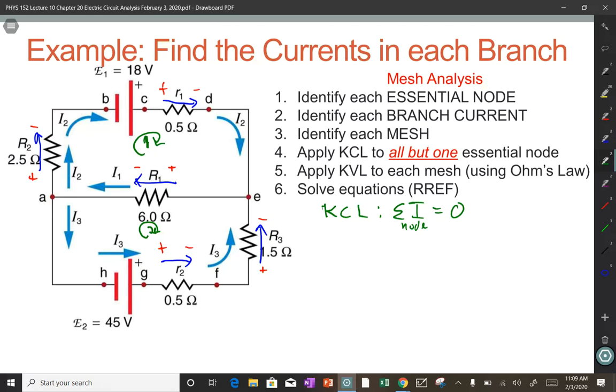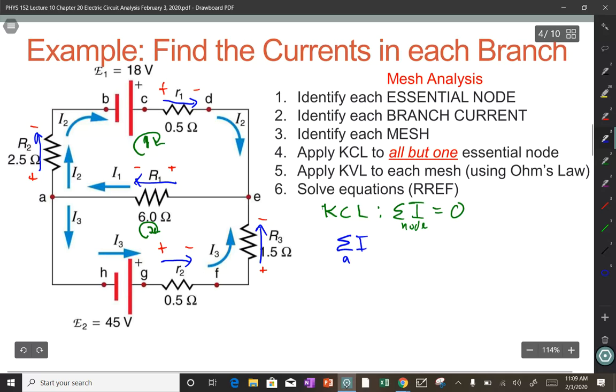But here's a new thing: at all but one of the essential nodes. Once again, you can't use Kirchhoff's current law on every node. You can only use it on all but one of the essential nodes. So in this case, you identified 2 essential nodes, A and E. So I just have to choose one. Which node would you like to choose? A. Okay, A was the clear answer. So I'm going to put sum of the currents at node A equals 0.